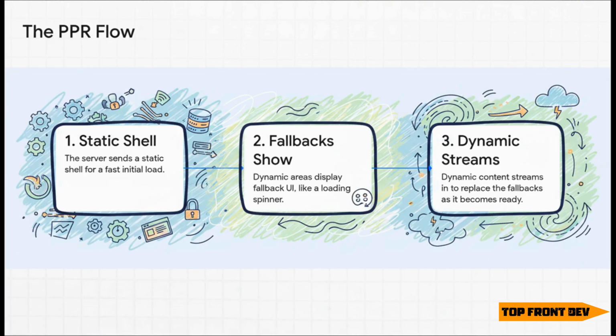So the process is pretty simple. First, the user gets that instant static shell. Second, any of those dynamic spots show a little fallback, like a loading spinner or one of those cool skeleton UIs. And third, as soon as the dynamic data is ready, it streams in and just replaces those fallbacks. For the user, it feels seamless and incredibly fast.